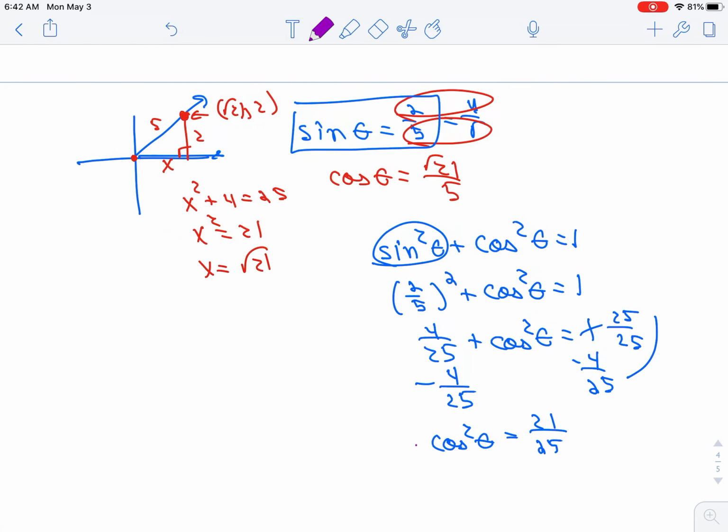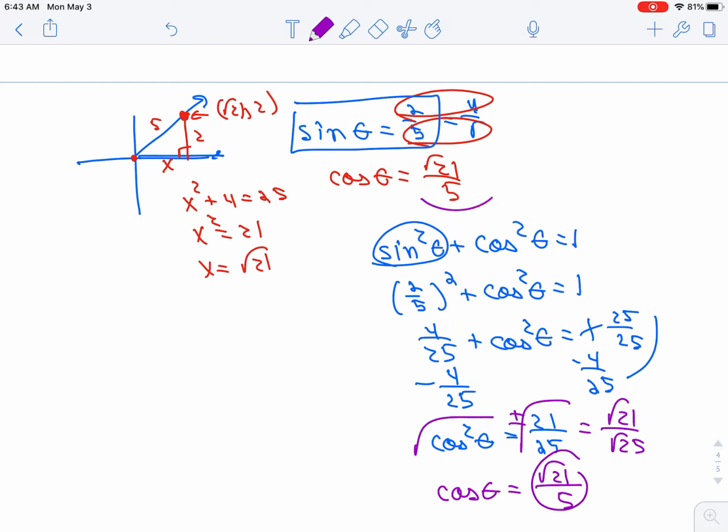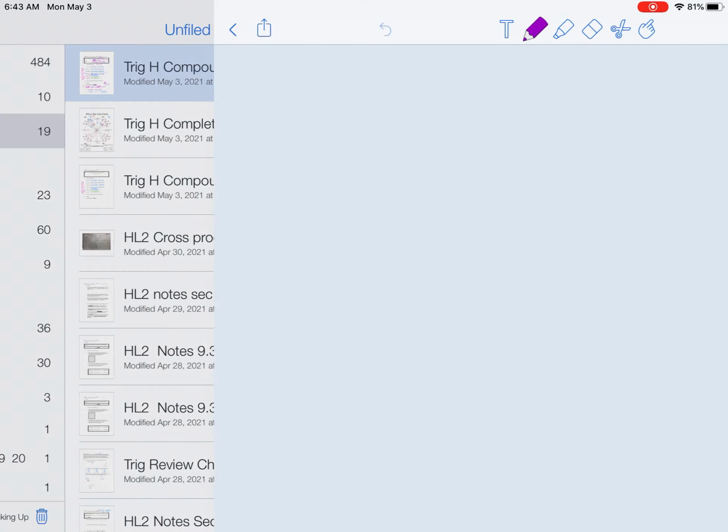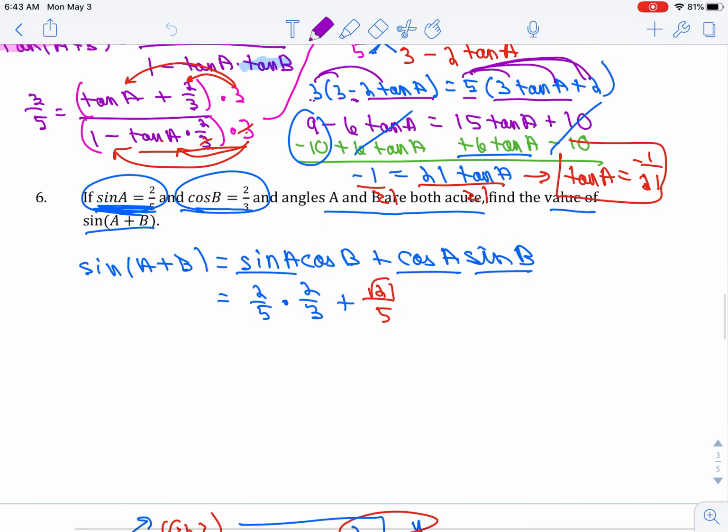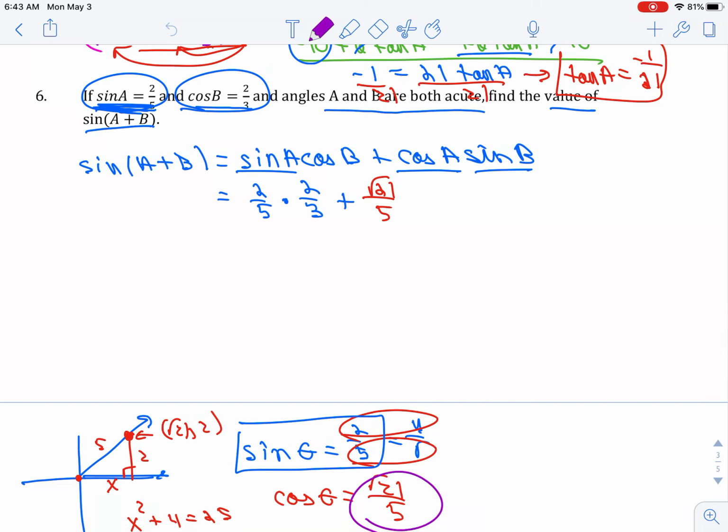And now I take the square root of both sides. Remember that when you take the square root, you have to at least consider positive and negative. But again, I'm in the first quadrant, so I only want the positive. So cosine of theta is equal to the square root of 21 over the square root of 25, but that's just 5. So we end up with the same answer. Whichever way you prefer, whichever way you think is a little bit easier to do. All right, so we've already got that. Now we need the sine of B.